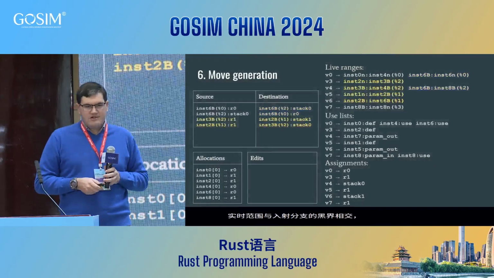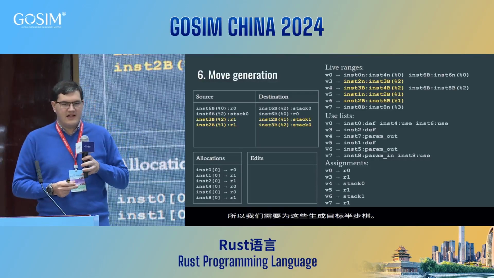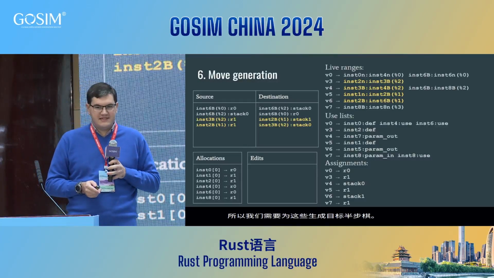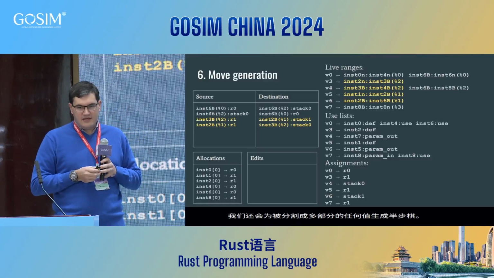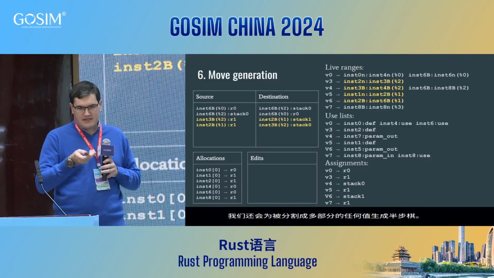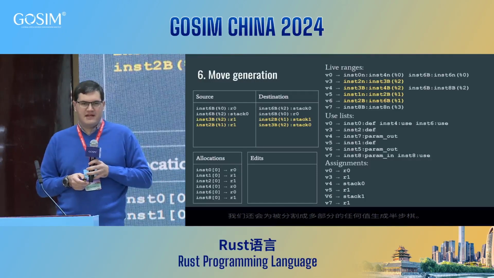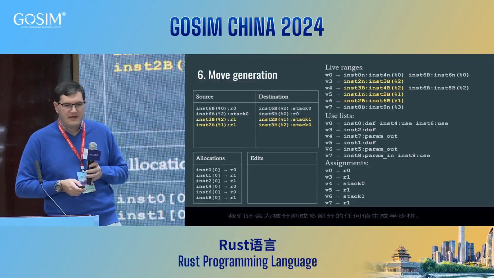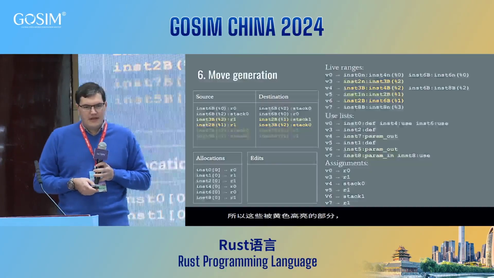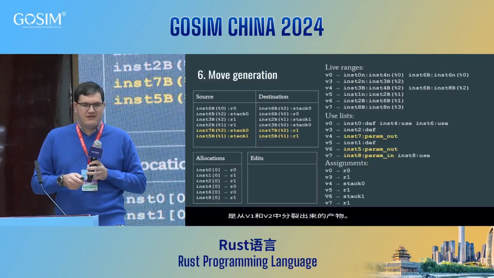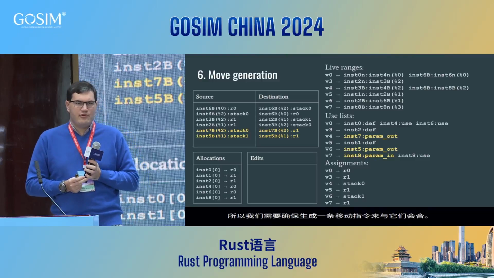We will also generate half moves for any values that were split into multiple pieces. So these highlighted in yellow are the split products from splitting V1 and V2. So we'll want to make sure we generate a move instruction to join them. And finally, we also want to generate move instructions for any basic block parameters.